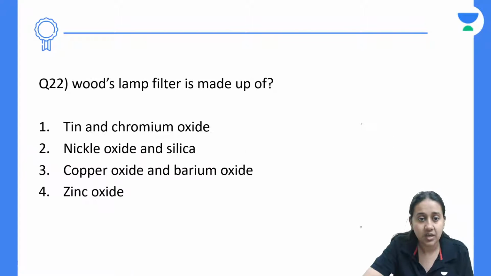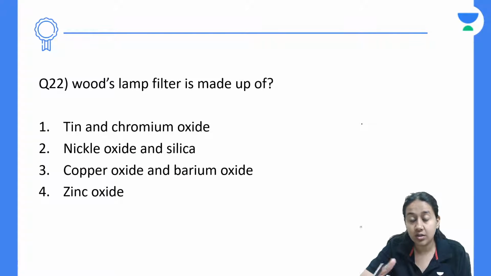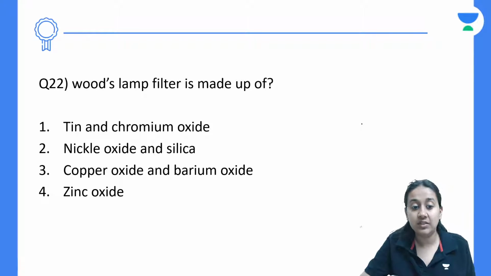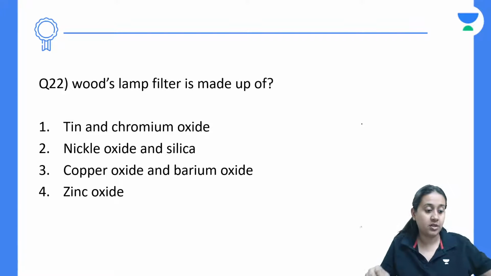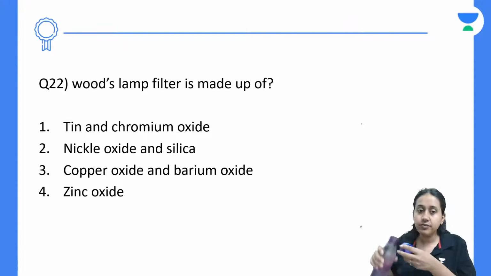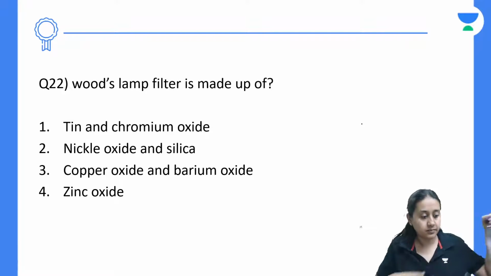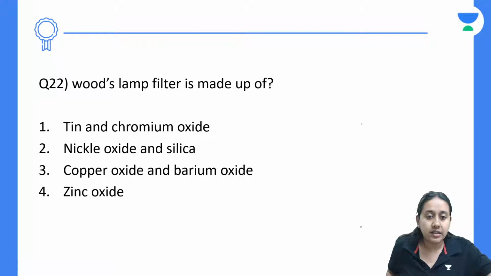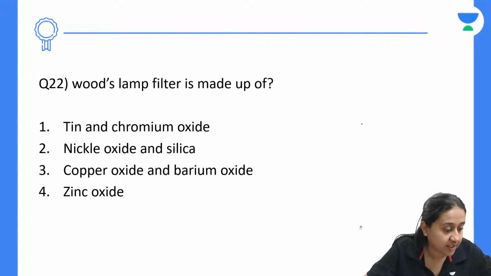Now the UV rays which are emitted by Wood's lamp pass through a filter. That filter is made up of tin, chromium oxide, nickel oxide, silica, copper oxide, barium oxide or zinc oxide. Which do you feel is the correct answer for this particular question? Ashima, Jay, Ruhi, Swati. Very well done, all my dear students.